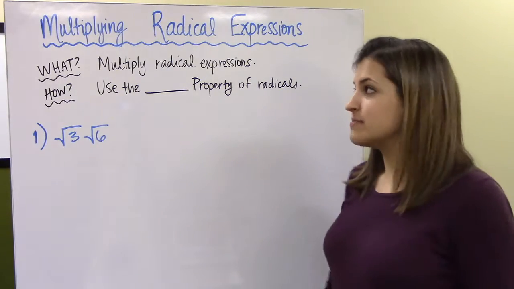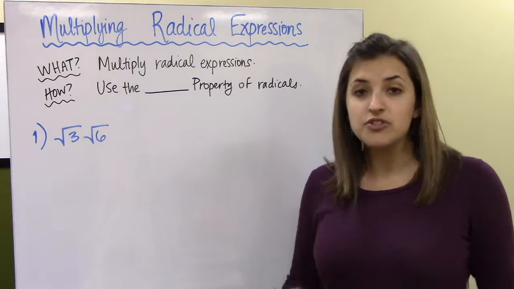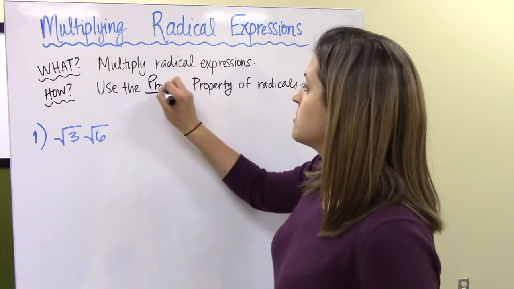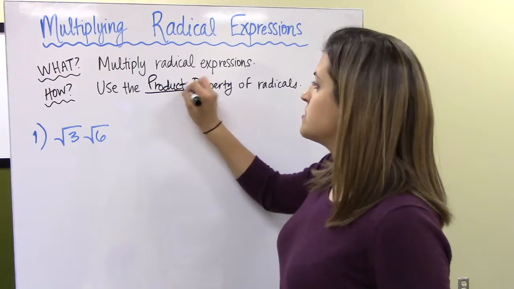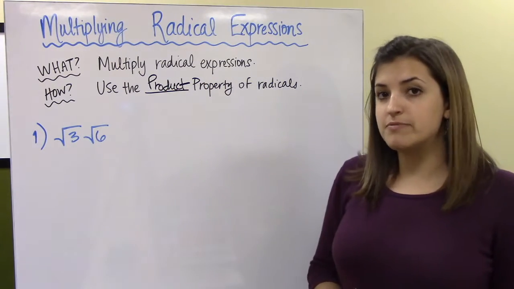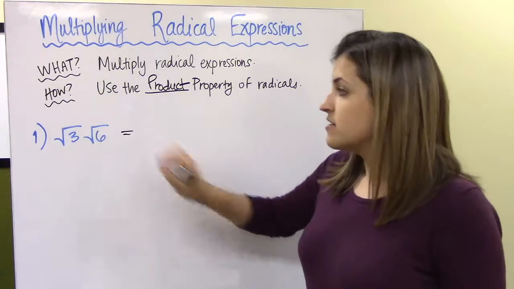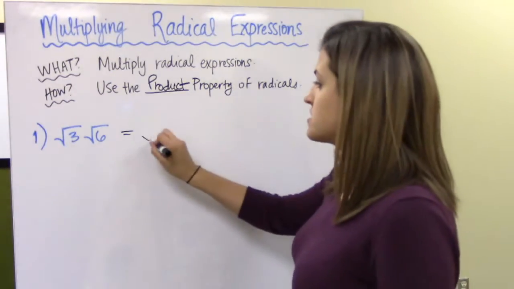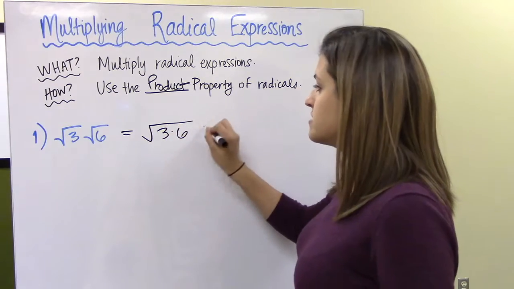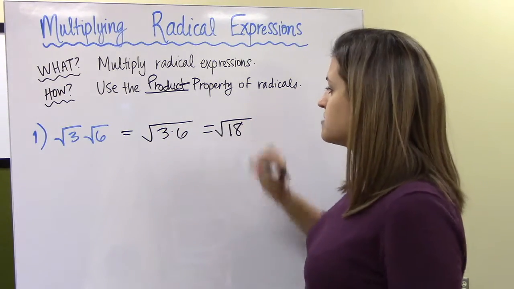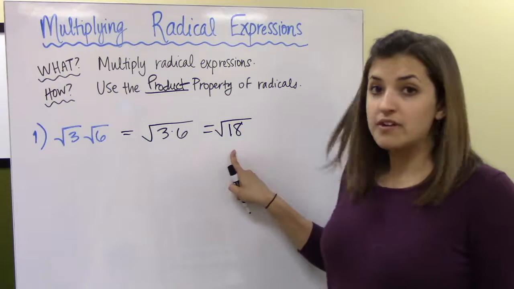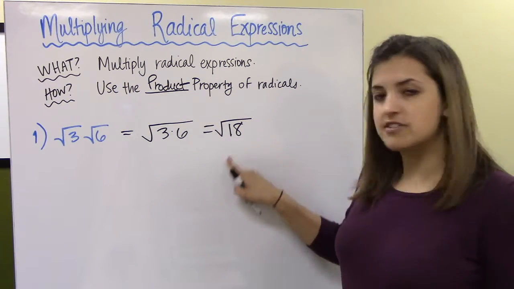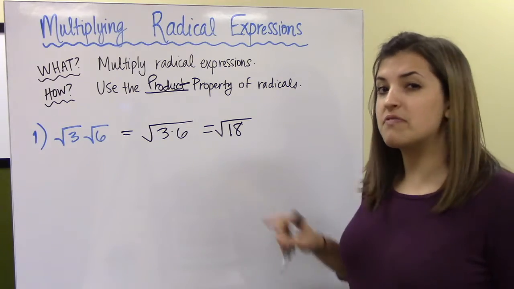Okay, our goal is to multiply radical expressions, and we're going to do this by using that product property of radicals. All right, and our first example is square root of 3 times the square root of 6. This we're going to combine into one radical by flipping our product property. So this is going to be the square root of 3 times 6. And 3 times 6 is 18. So we have the square root of 18. We are not done when we get to this point, because at this point, we can now factor this into something with a perfect square.